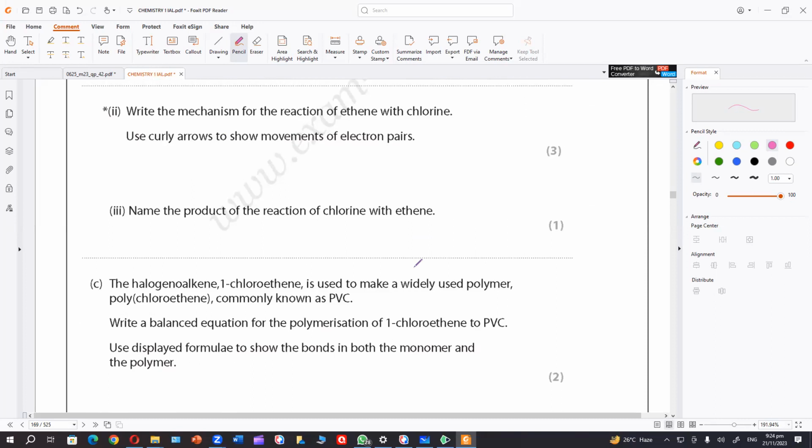Write the mechanism for the reaction of ethene with chlorine. Use curly arrows to show movement of electron pairs. Yeah, that'll just be Cl with delta plus and delta minus. The paper is very limited, very strange. I thought maybe it's a reprint. Let's see the actual paper.